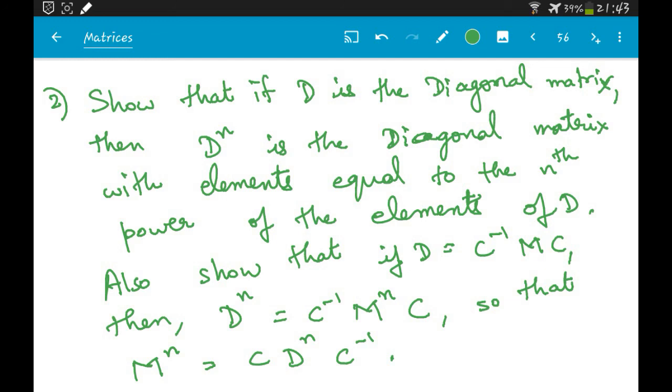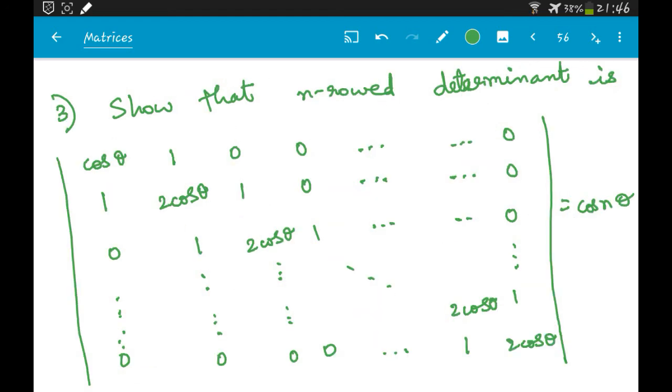And then you also have to show that if D is equal to C inverse M C, then D power N is equal to C inverse M power N C, so that M power N is equal to C times D power N times C inverse. Okay, alright. So the third question is that you have to show that the n row determinant given below is equal to cos n theta.